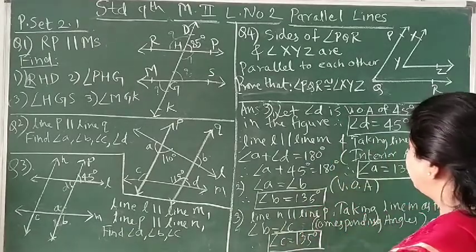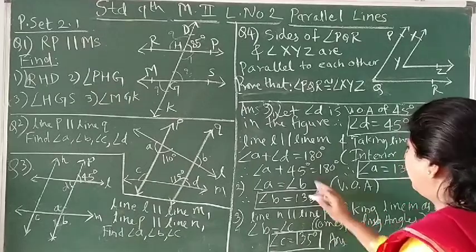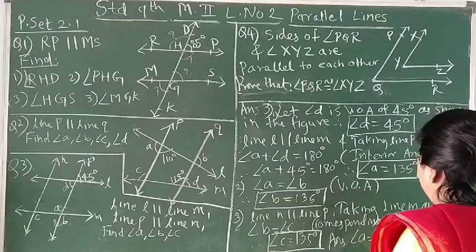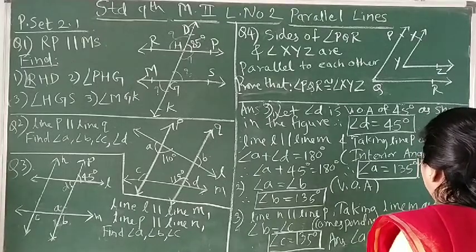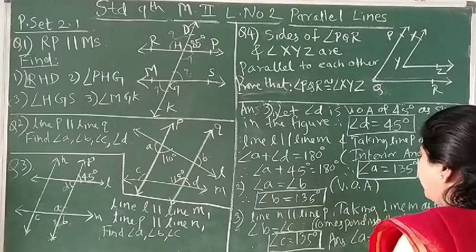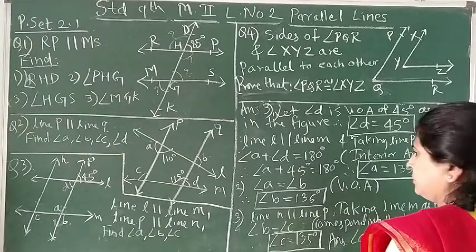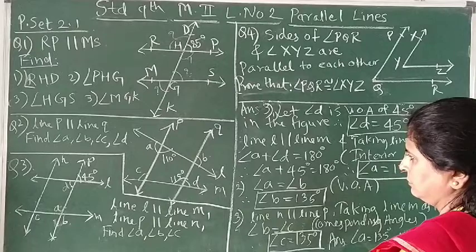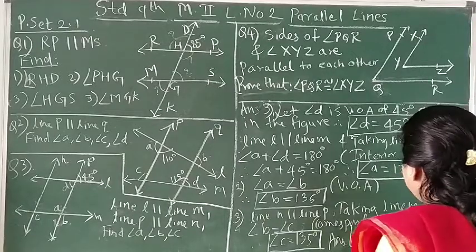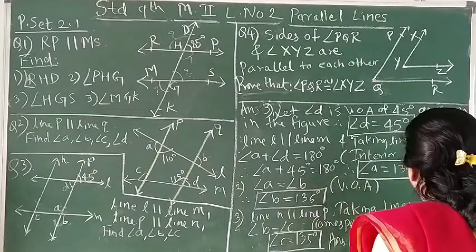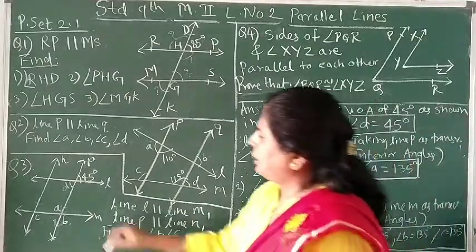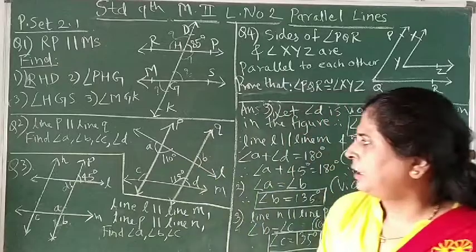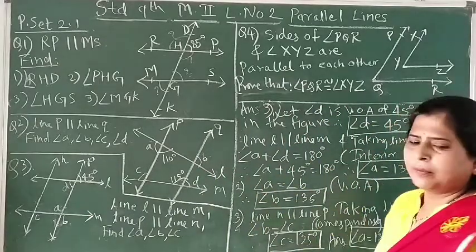So, the answer statement: angle A is 135 degrees, angle B is also 135 degrees, and angle C is equal to 135 degrees. As we said before, we have got all these measures equal. This is 45, and all these three are 135 degrees. So this was the answer of question number 3.